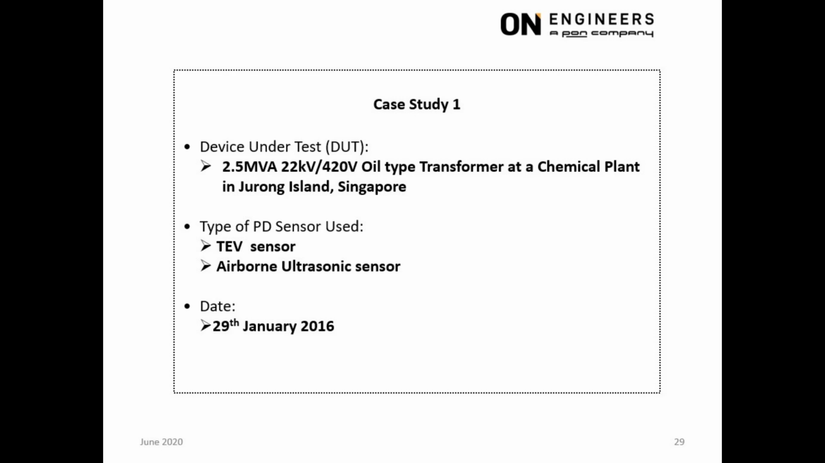In this slide, the asset under PD measurement is an oil transformer at a chemical plant in Jurong Island. This was done in January 2016. Two PD sensors were used. The first one is TEV type, transient earth voltage. The second one is airborne ultrasound.